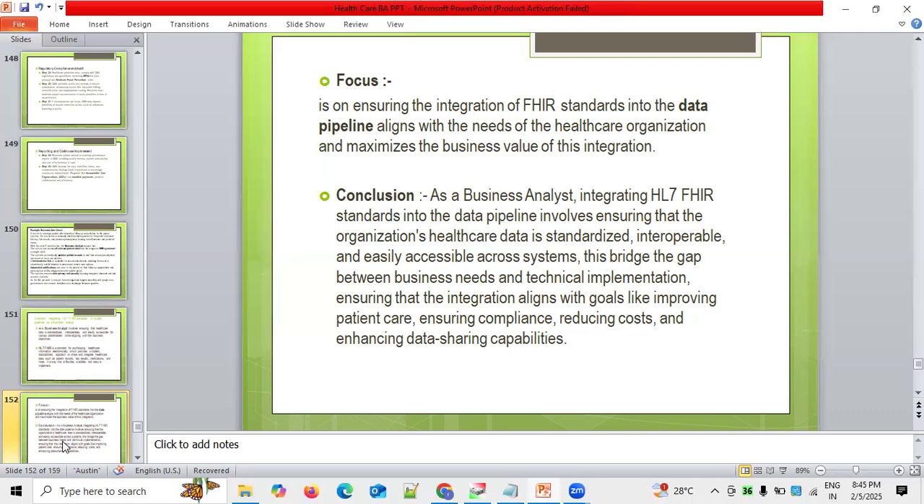These parts will be followed by some examples, followed by the different challenges in integration when we are integrating FHIR into the data pipelines. That I am going to discuss with you, followed by the conclusion that I am going to discuss in the next session.